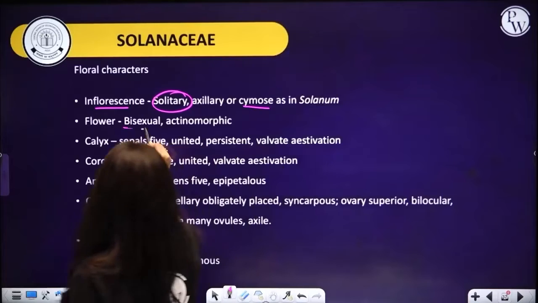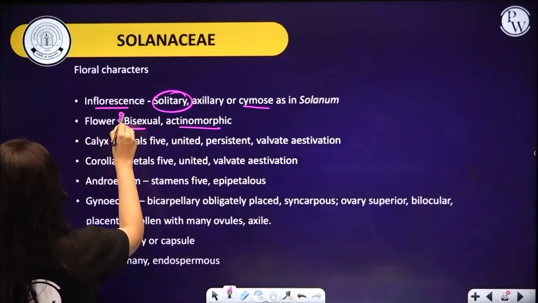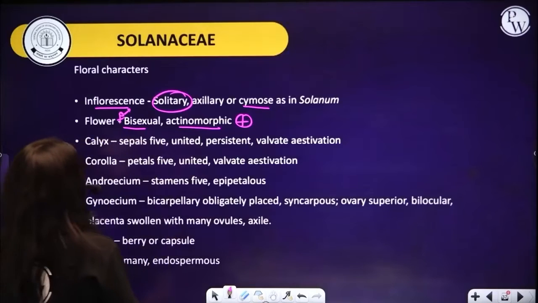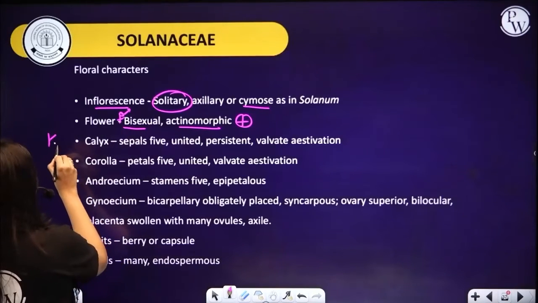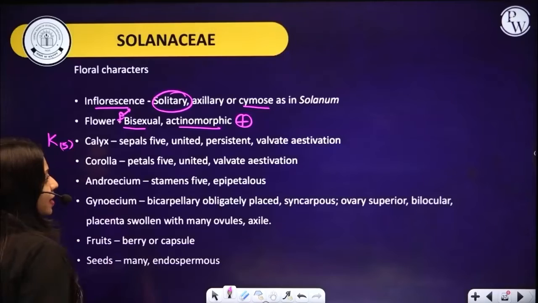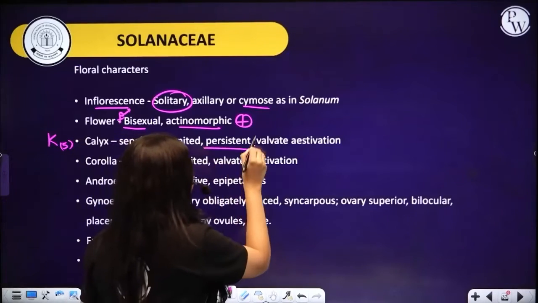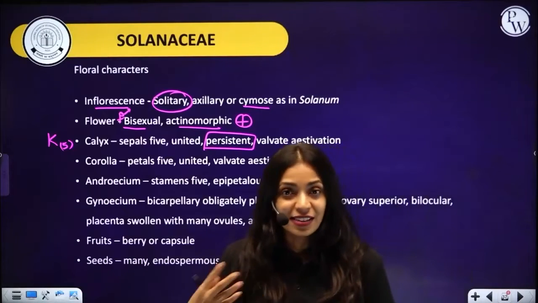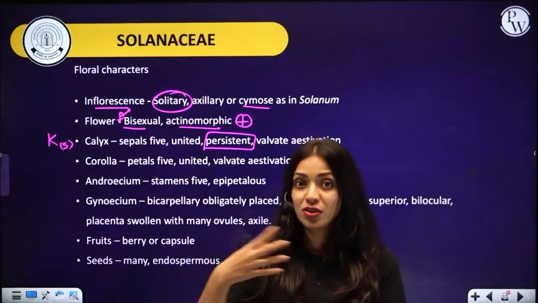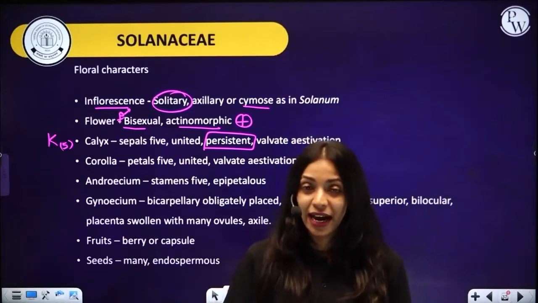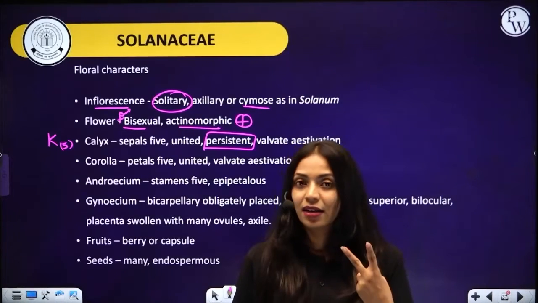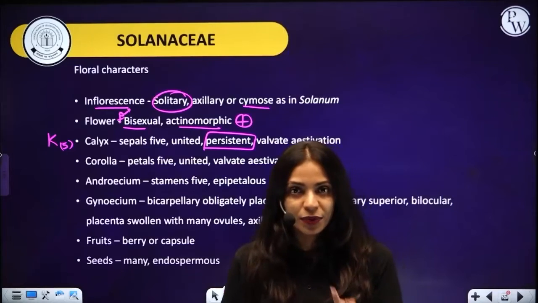Flowers are bisexual and actinomorphic. So they are bisexual, actinomorphic, exhibit radial symmetry. Calyx, sepals are 5 in number. They are united. They are persistent. This means that even after fertilization has occurred and the ovary has transformed into the fruit, even after that, the calyx will still be intact. You can see this in chilies and in brinjal, tomatoes.